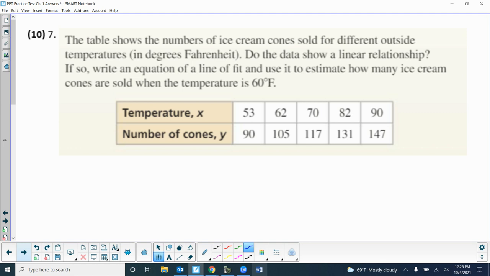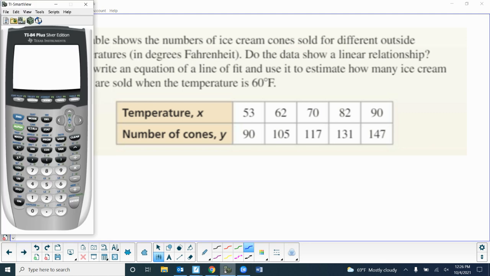All right, number 7. The table shows the number of ice cream cones sold for different outside temperatures. Do the data show a linear relationship? So how do I get my data in there? Robbie, how do I get my data in there? What are you going to push? Yeah, Stat. Okay? And then just hit enter.